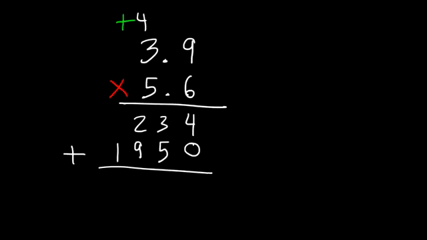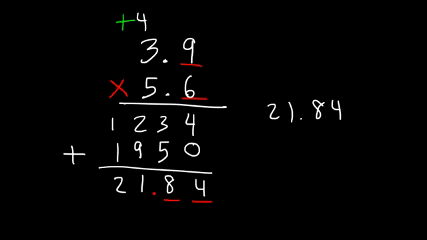Now what we need to do is add. 4 plus 0 is 4. 3 plus 5 is 8. 2 plus 9 is 11. Carry over the 1. 1 plus 1 is 2. Now notice that we have two numbers to the right of a decimal point. So therefore in our answer we should have two numbers to the right of a decimal point. So the final answer is 21.84.